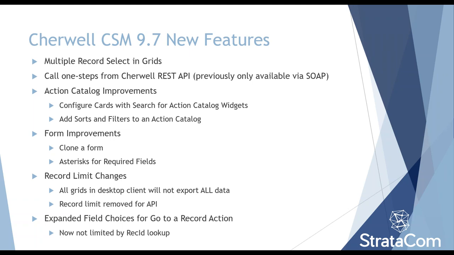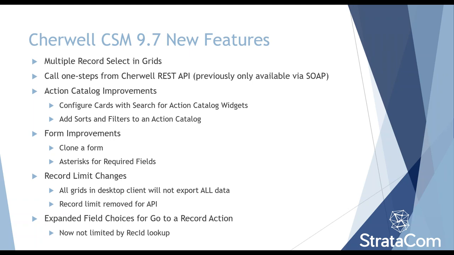So some of the new things, multiple records select in grid. So you can select multiple things, run one steps on them, for example. You can call one steps from Cherwell's REST API, previously only available via SOAP. So that's one thing for some of our products like Kanban and mobile, we can run one steps. We have to use the SOAP API, and our apps are REST. So we can run one steps, but there are some glitches. So for example, if you're using SAML, they don't work. If you're a SAML only customer, with one steps, you have to do it a different way.